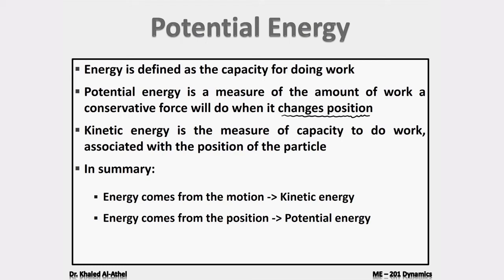Kinetic energy, which we have seen before in the Principle of Work and Energy, remember we used to call it T, which is half mv squared. It is the measure of capacity to do work associated with the motion of the particle. That's why it has velocity in it. Therefore, you can simply redefine these two energies: energy that comes from motion, as in velocity, is kinetic energy. Energy that comes from position, only the location of that object, is potential energy.